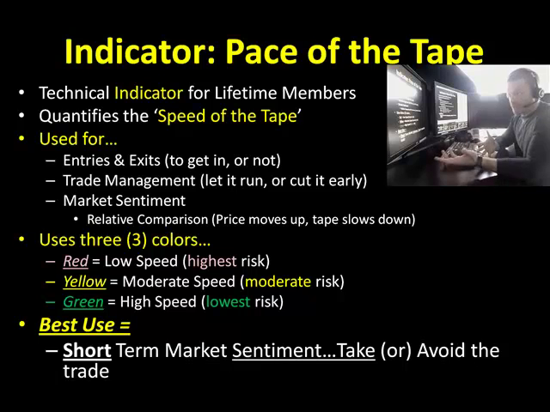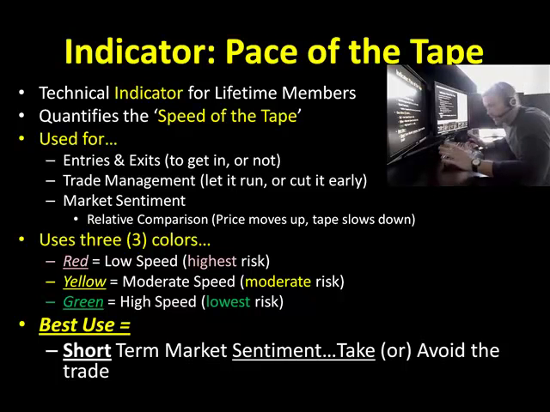We have yellow pace of the tape. That's the moderate speed, moderate risk in the trade. And then you've got your green pace of the tape, which is exactly what we're always looking for at certain things like the high of day and low of day, when we look to enter our trades. The green pace of the tape means very fast or high speed in your time and sales window, and that is going to help lower the risk on these trades.